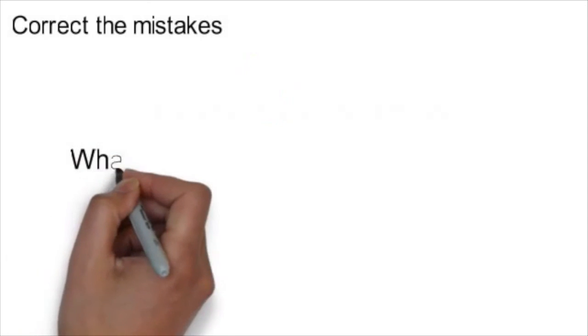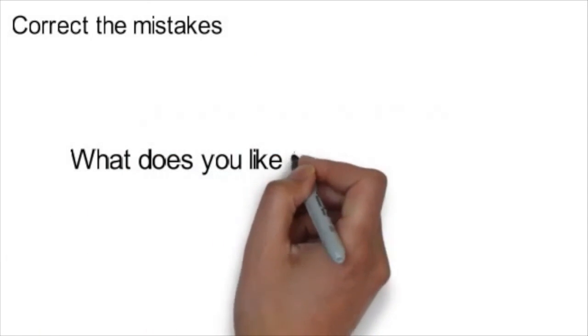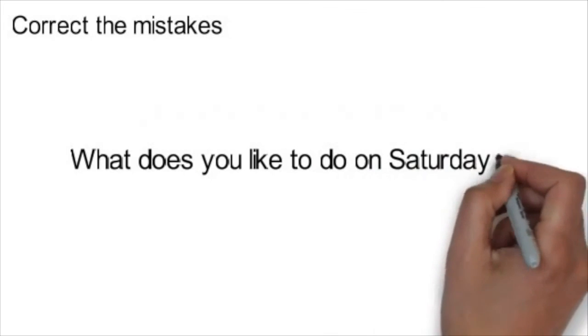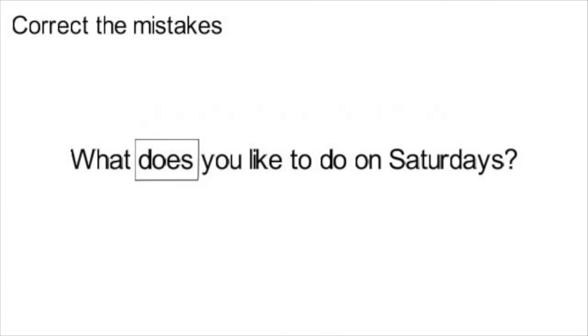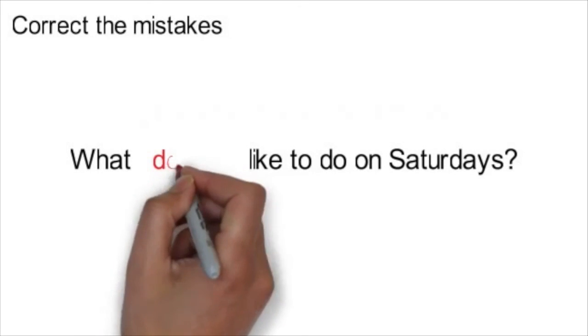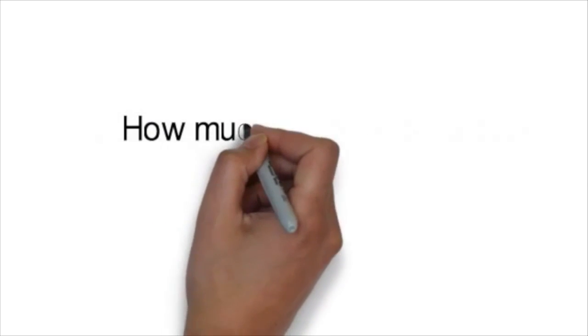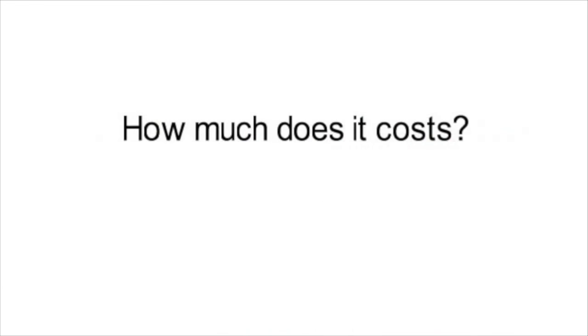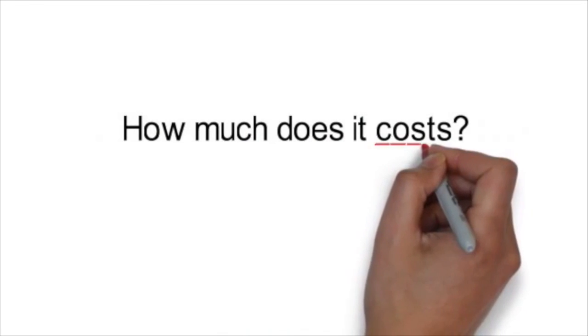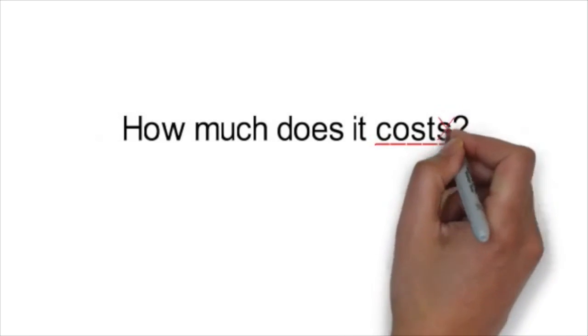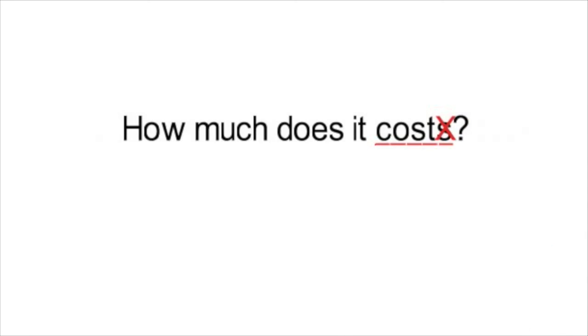Now, let's look at another question. What is the problem with this question? What does you like to do on Saturdays? Do you think that does agrees with you? No, it doesn't. So the sentence should read, what do you like to do on Saturdays? Since do agrees with you. Okay, here is the final question. Can you find the mistake? How much does it costs? The problem is with costs. You don't need to change cost to costs. In this question, does agrees with it, and so you don't need to change cost.